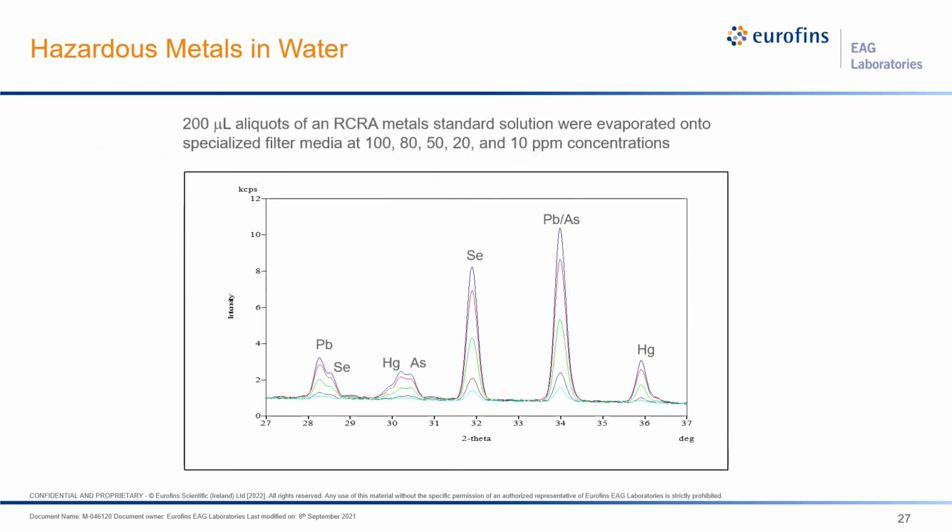While we can analyze liquids directly using WDXRF, for this example, we deposited 200 microliter aliquots of a standard RCRA metal solution at different concentrations onto specialized filter media. The solutions were allowed to dry, then analyzed. The spectrum shown is a partial one showing the mercury, lead, arsenic, and selenium signals.